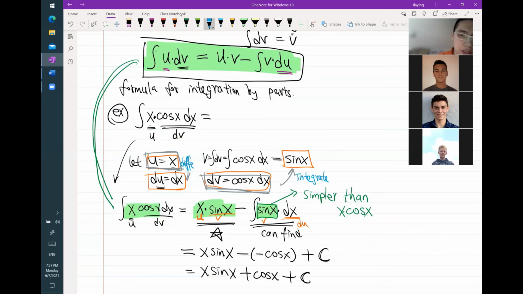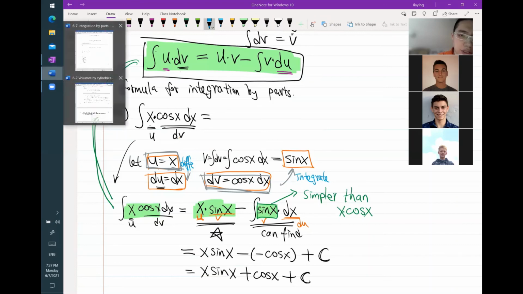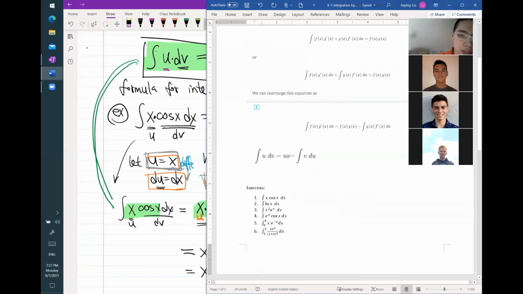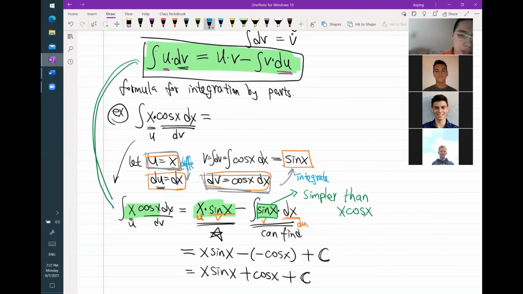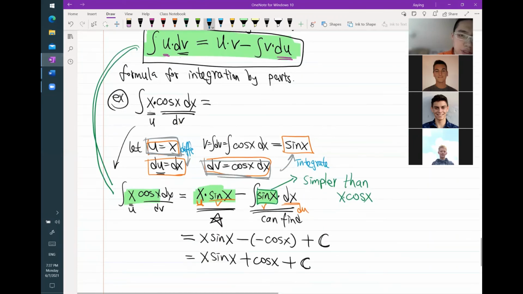Let me find another example after you write this down, just to practice. Let's see, we'll do x squared e to the x. So for you, I would really recommend that you memorize the integration by parts formula, the one I shaded in green, because it's one of the major formulas that you will need.